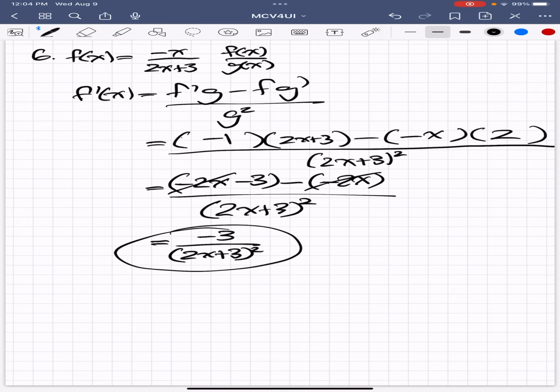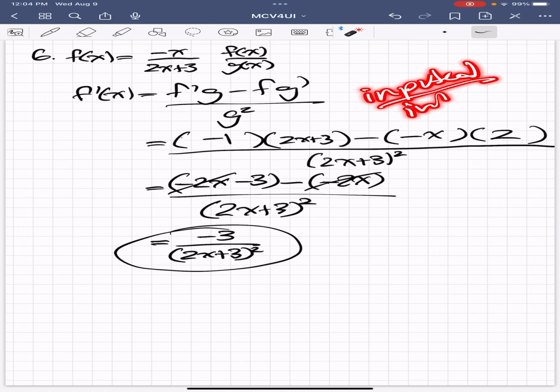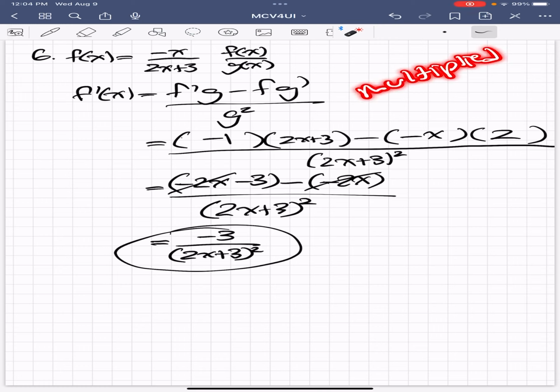And then I got my answer. Let me explain what I did here. Again, I inputted the derivatives into the formula. I inputted into the formula, and then I multiplied out. And then I crossed out what was common, so 2 things crossed out became a positive. I had negative 3, I was left with that, and I got my answer.